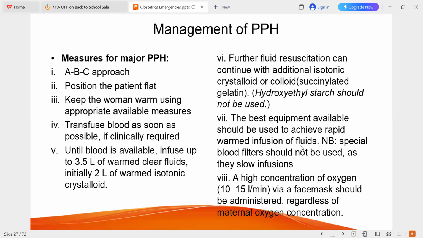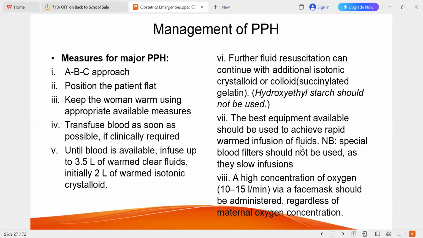Okay, so we follow the ABC approach. You want to look at the airway of the patient. Always remember that the airway of a pregnant patient is deemed to be an anticipated difficult airway. Breathing: does the patient require supplemental oxygen? Obviously, most of them will. And circulation, in terms of getting IV access.